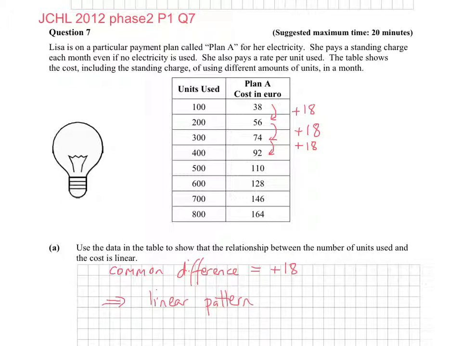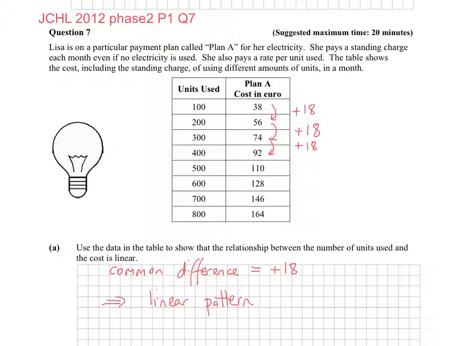So just to remind you, if the common differences are the same, it's linear. If you found that it was the second level differences that were the same each time, it would be quadratic. And if you don't have any sort of common difference pattern, and in fact what's going on is it's multiplying from one to the next, then we call it an exponential pattern.